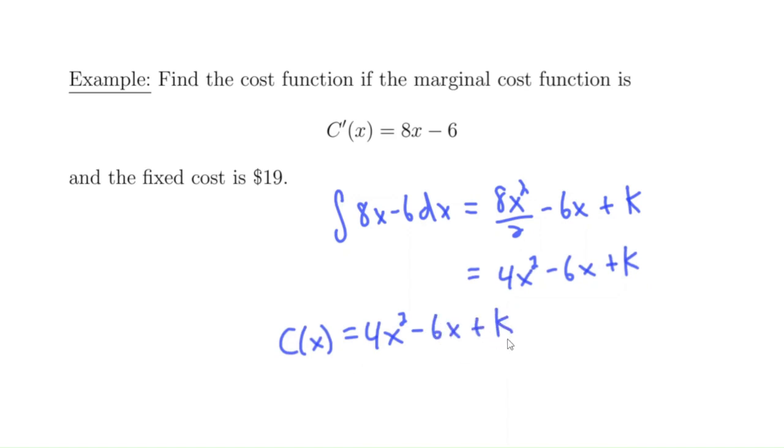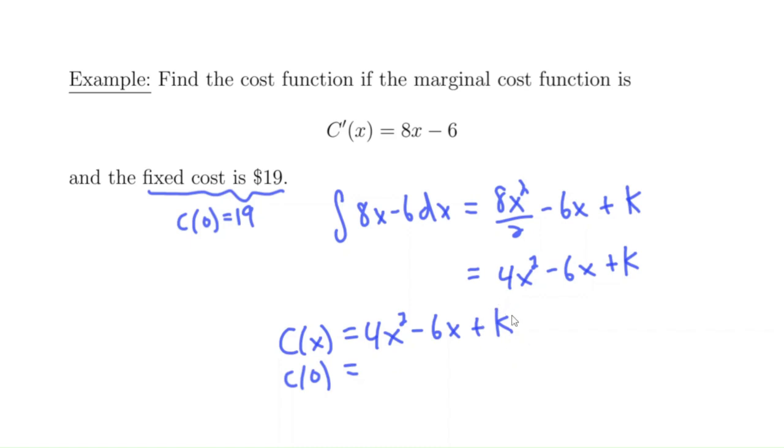Now, what is k? Well, here we're told that the fixed cost is 19. And remember, the fixed cost happens when x is 0. What's the cost when you produce 0 items, right? And that would be $19. So c of 0 is 19. That's what this condition tells us. c of 0 is 19. So what is c of 0? Well, c of 0 is just going to be k.